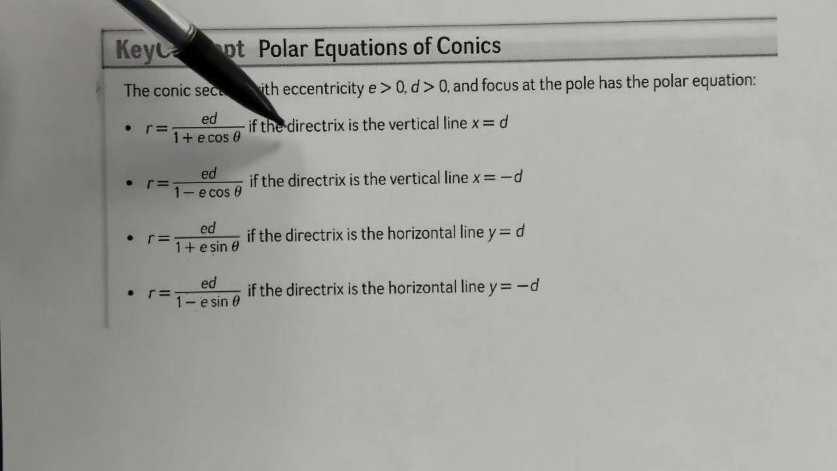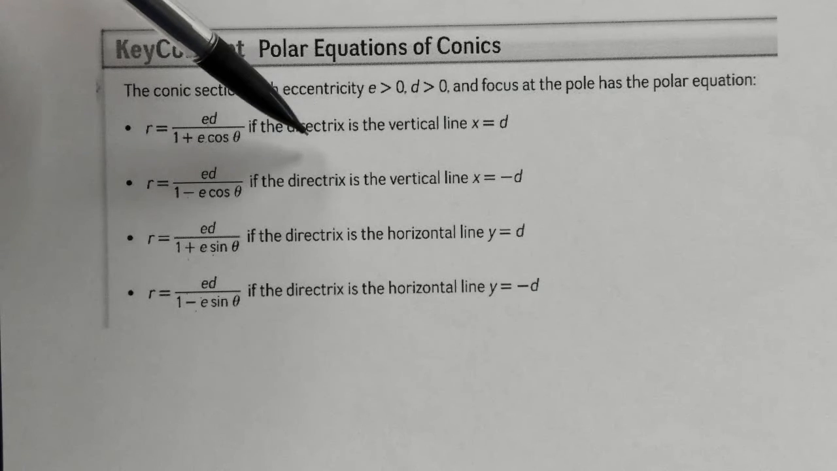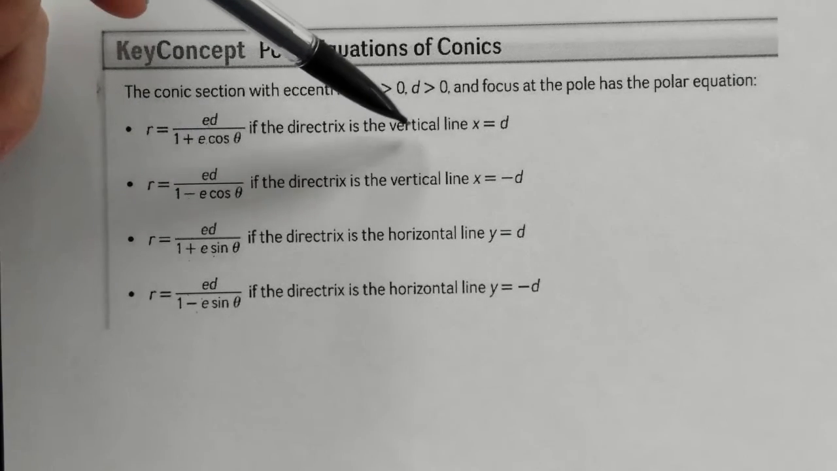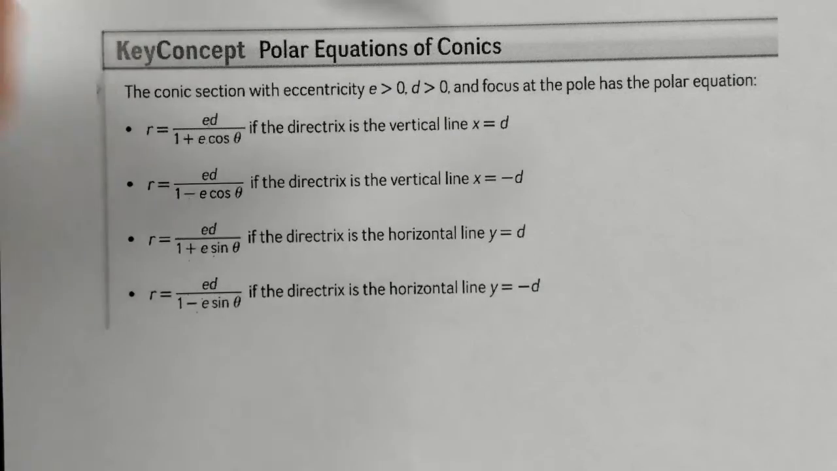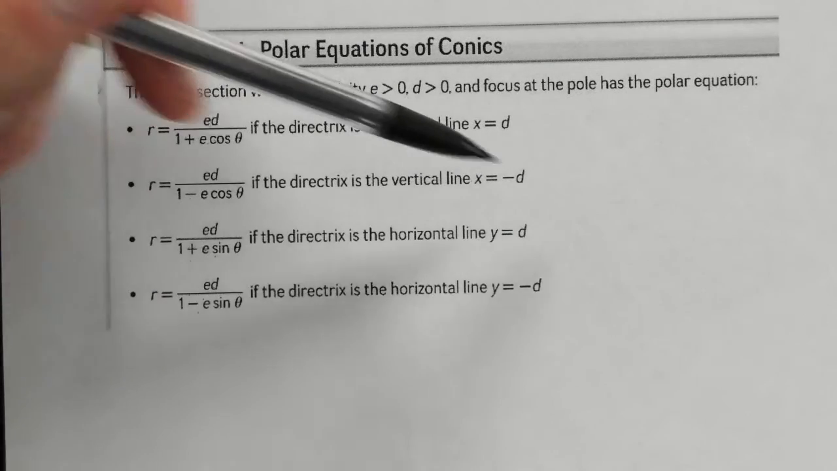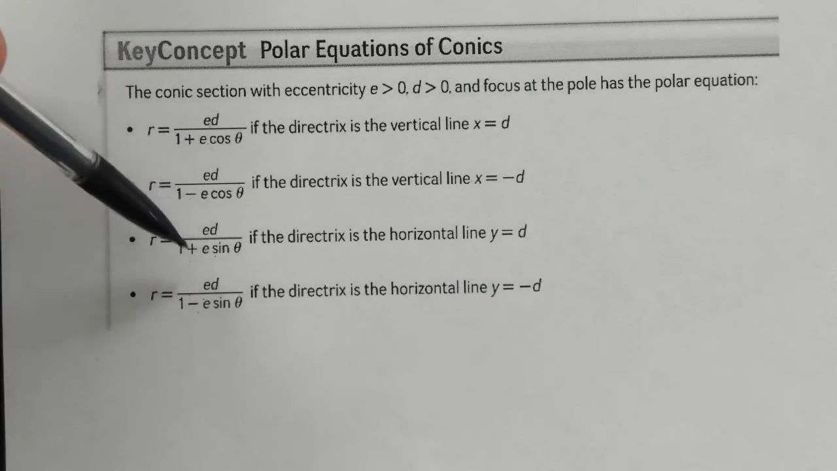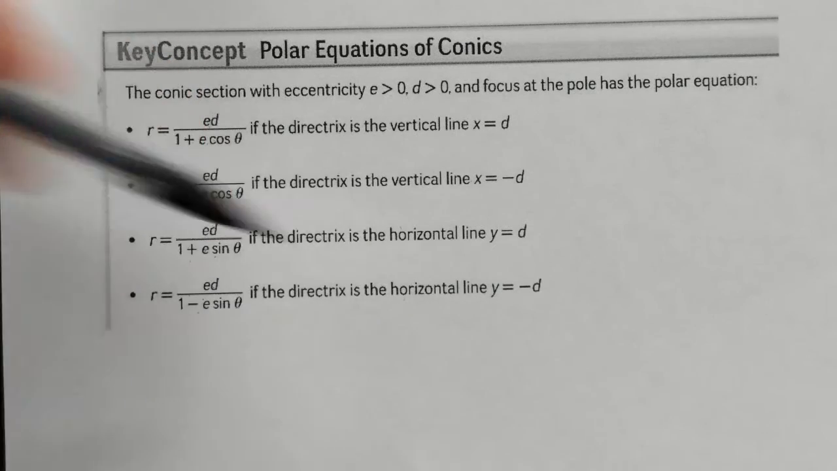Of course, the different forms here, the plus, the minus, the sine, the cosine, tell you the direction of the directrix. For this one, the directrix would be the vertical line x equals d. For this one, it'd be the vertical line x equals negative d. So it just flips there, and then for sine they would be horizontally oriented.